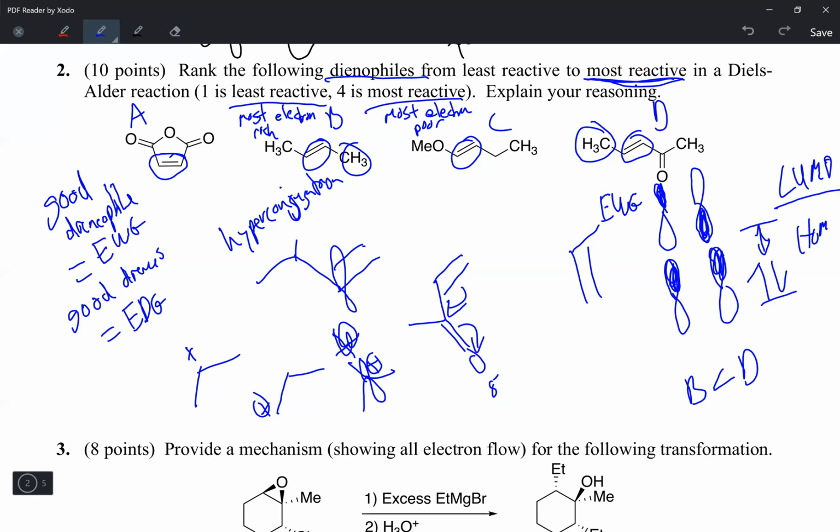Now we can also compare A and D. They both have these acetyl-like carbonyl groups, but A has two carbonyl groups attached to this alkene. So it has electron density going out this way, and it can also go out this way. It has two electron withdrawing groups. So comparing A and D, which one would you expect to be more electron poor? A. So that would make it more or less reactive than D? A is more reactive.